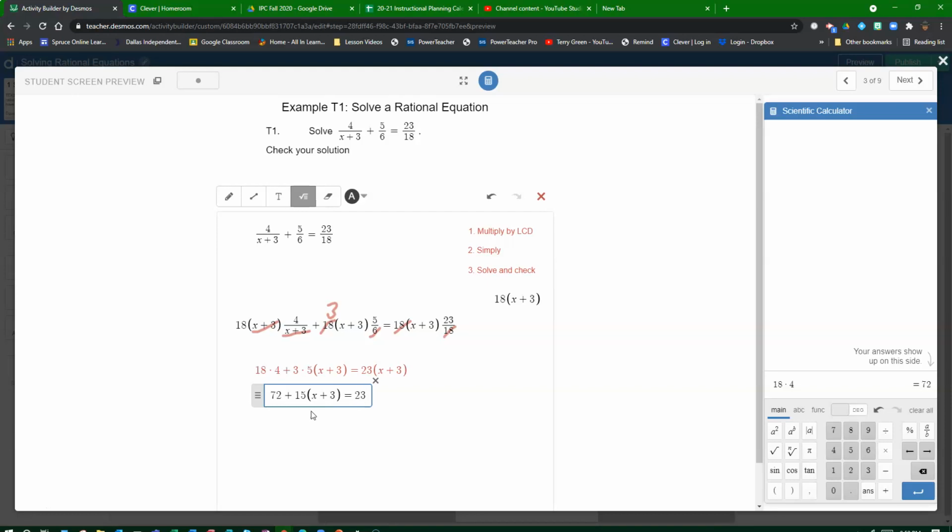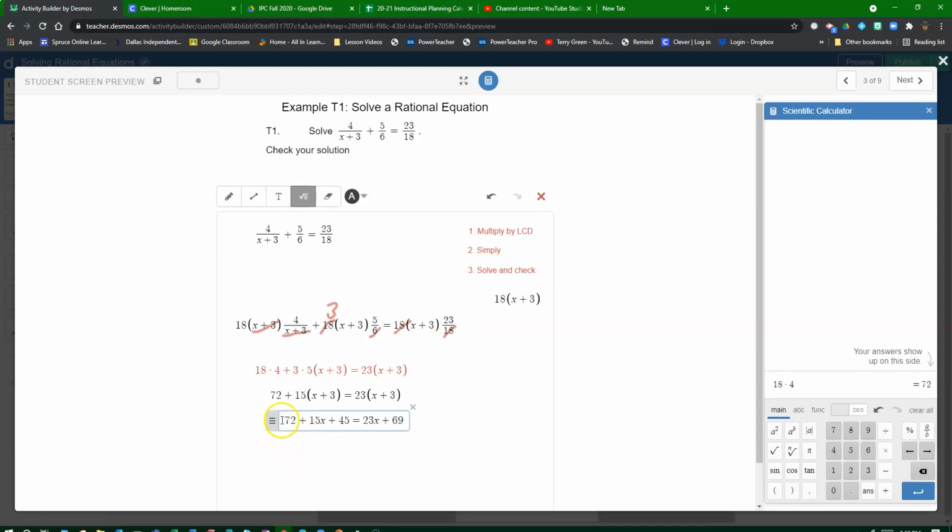I'll just go ahead and bring that same down. I'll do the distributive property on the next step. We're still simplifying. So now let's get rid of these parentheses by using the distributive property. That's going to give me 72 plus 15x plus, don't forget to multiply the 15 times 3. I know that's 45, equals 23 times x, still using the distributive property, plus 69.